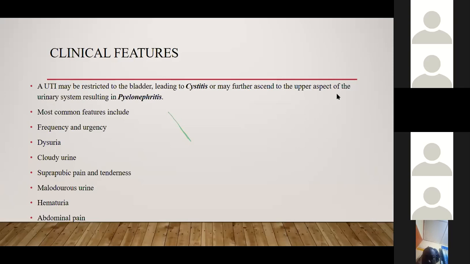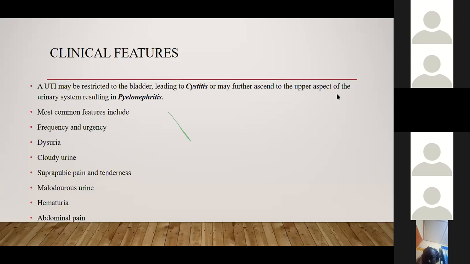There's actually a reason why this is recurrent. So we need to find out why. What are these clinical features that I'm talking about? Once the urinary tract infection is restricted to the bladder, we say that the patient has cystitis.